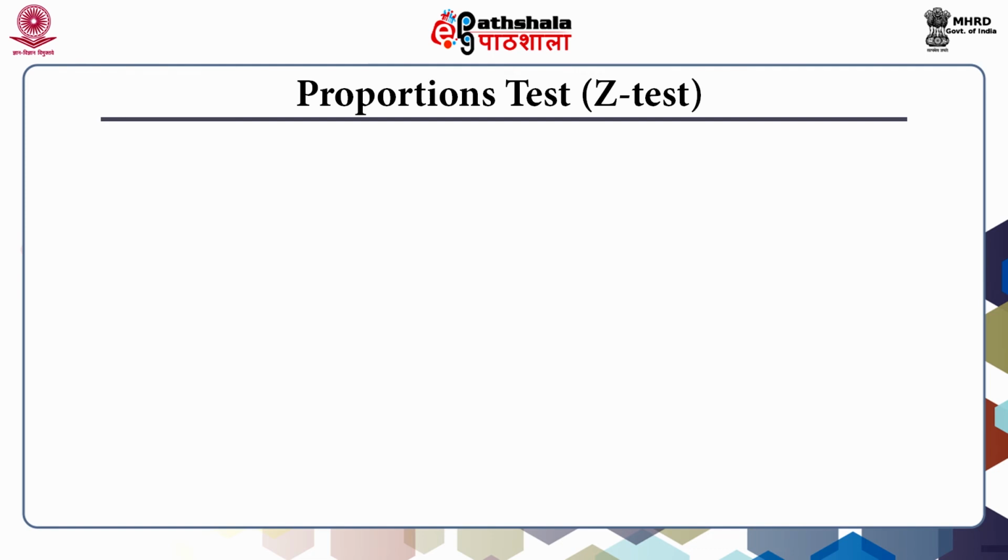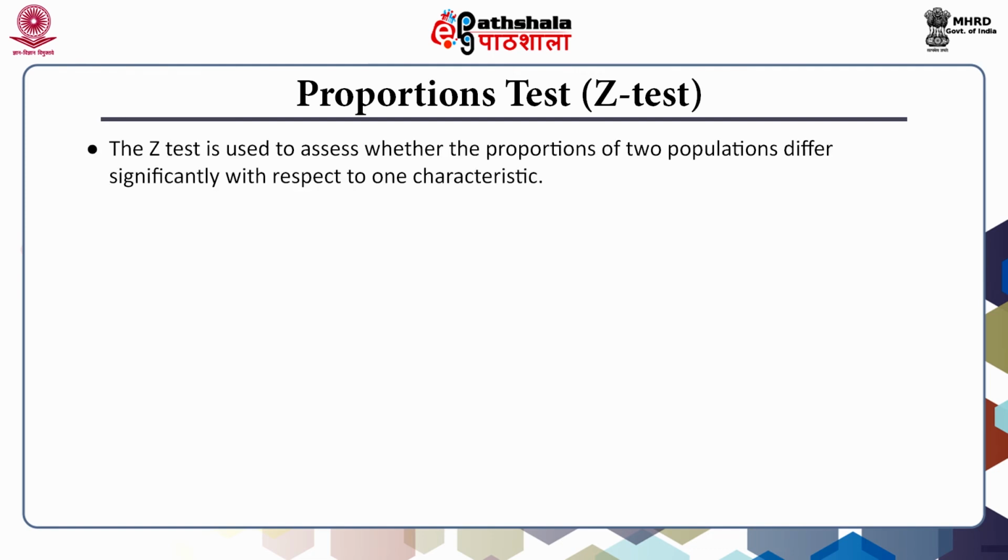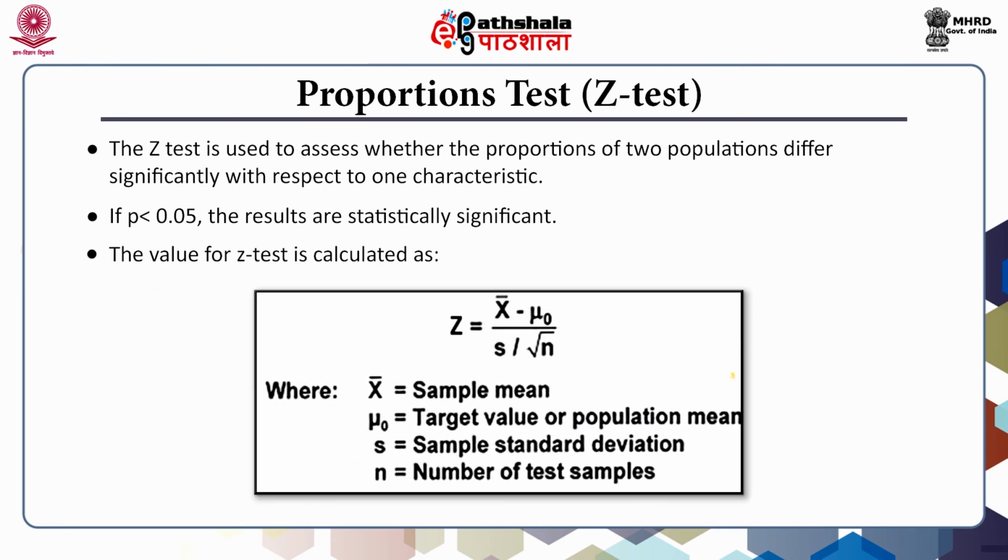The proportions test or the Z test. The Z test is used to assess whether the proportions of two populations differ significantly with respect to one characteristic. If P is less than 0.05, the results are said to be statistically significant. The value for the Z test is calculated as provided by the formula below.